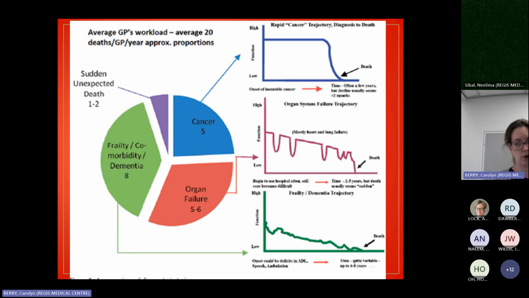And then similarly, chronic disease, heart failure, respiratory disease typically follows quite an up and down curve, which you're seeing in the middle there. So you see an overall decline over their life, but you see huge dips in function with exacerbations. And therefore it can be difficult to predict when that last dip is, as it were.